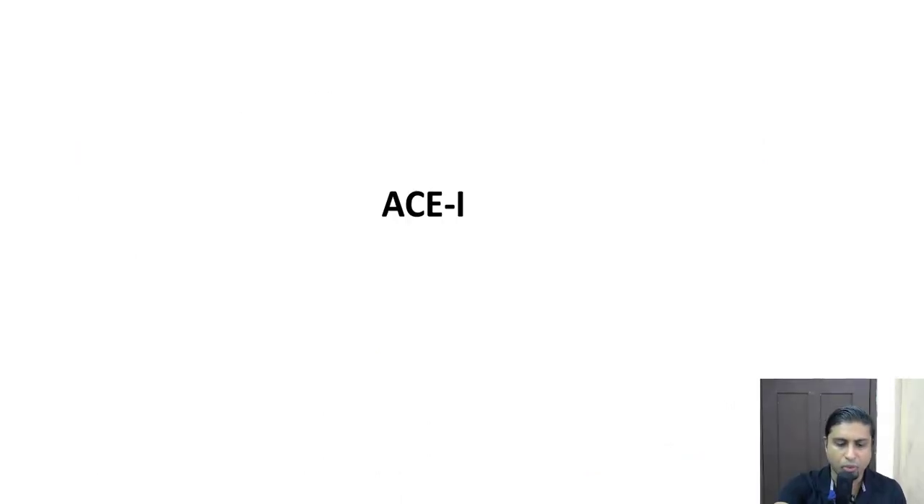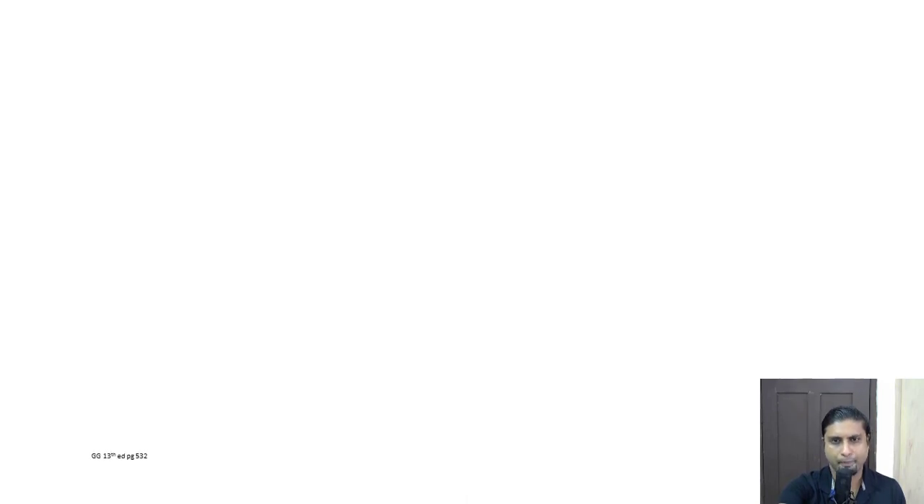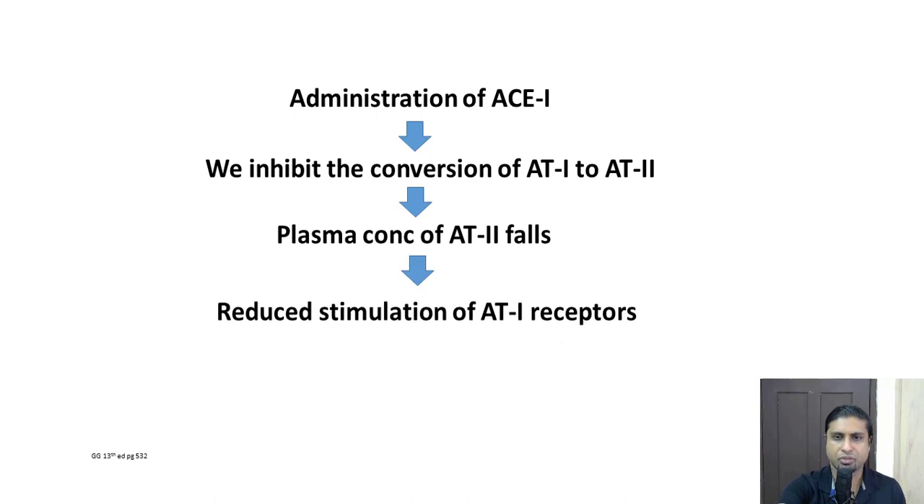Okay, so now let's come to the ACE inhibitors. What happens when we administer an ACE inhibitor to a patient with chronic heart failure with reduced ejection fraction? Obviously, when we administer an ACE inhibitor, it inhibits the conversion of angiotensin 1 to angiotensin 2. The plasma concentration of angiotensin 2 falls, and therefore the stimulation of AT1 receptors is reduced.